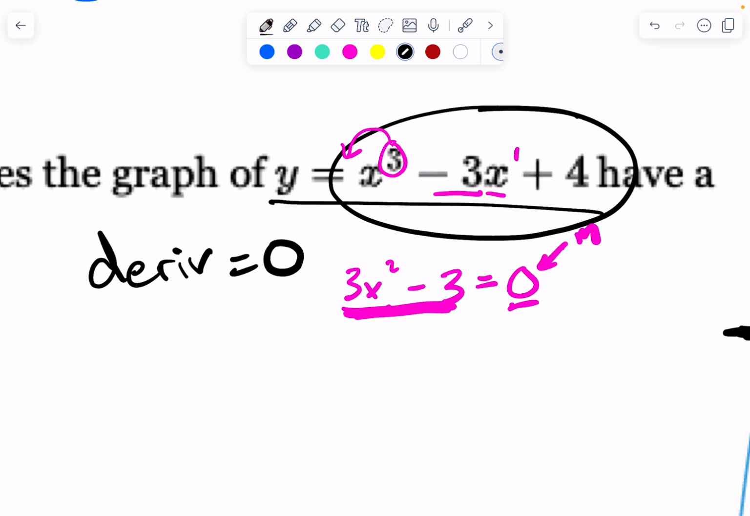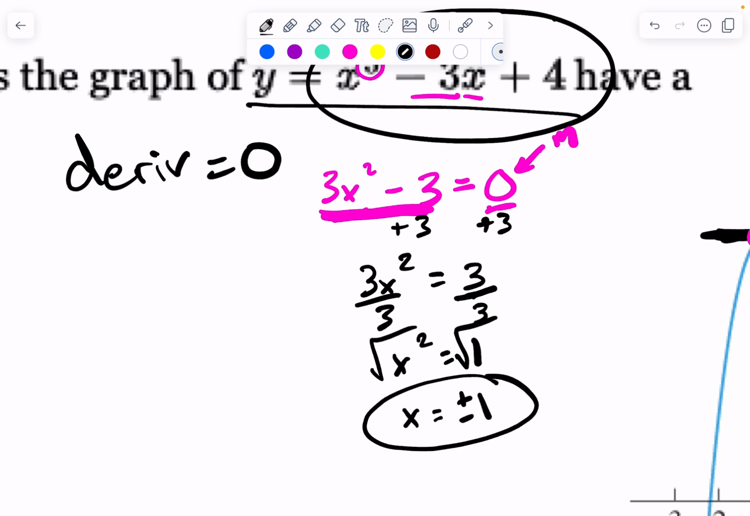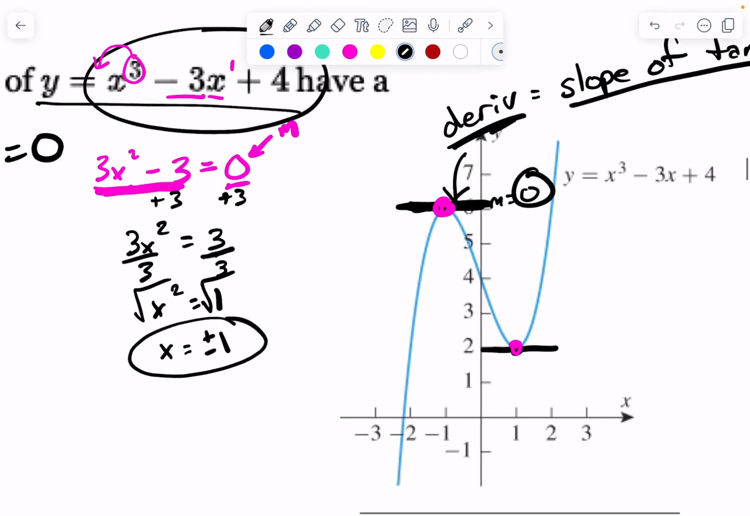All right, and then I just solve. I'm going to add the 3 over. 3x squared equals 3. I'm going to divide both sides by 3, and I have x squared equals 1. Then I'm going to take the square root, and since we put the square root in there, I have an x coordinate that is positive 1 and negative 1. The square root of 1 is 1, but it's plus and minus. So I have 2 places where I am going to have a horizontal tangent line. One place is at 1 and one place is at negative 1.